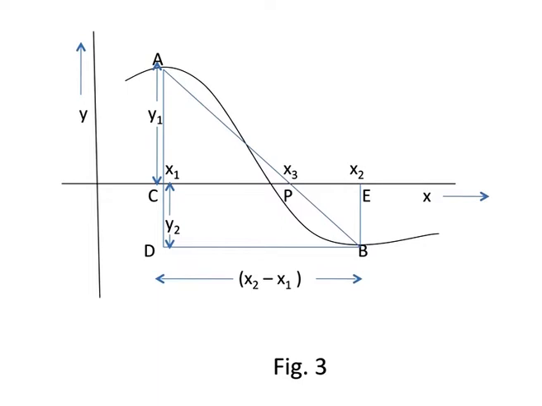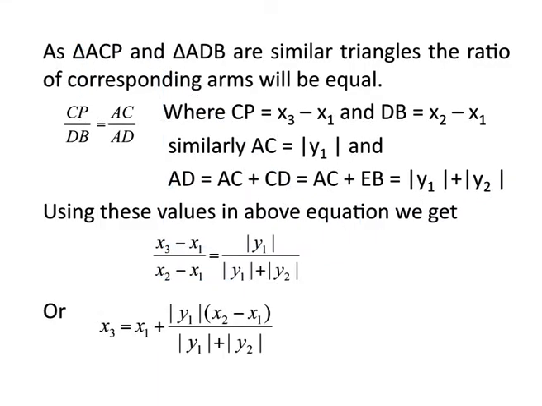So, now we have two triangles ABD and ACP, which are similar triangles. You can see in figure 3 on your screen there are two triangles ABD and ACP. These two triangles are similar triangles. We can use the property of similar triangles. The property used is that if the triangles are similar, the ratio of corresponding arms will be equal. So, we will write this property, and here we will have the equation CP upon DB is equal to AC upon AD, the ratio of corresponding arms, and the values of these can be obtained from geometry. CP is equal to x3 minus x1, DB is equal to x2 minus x1.